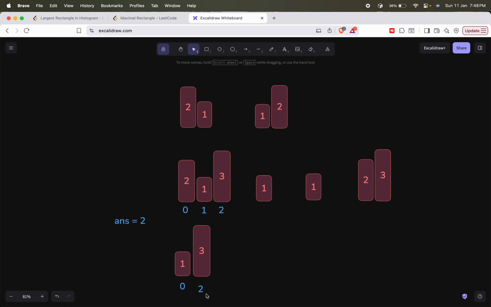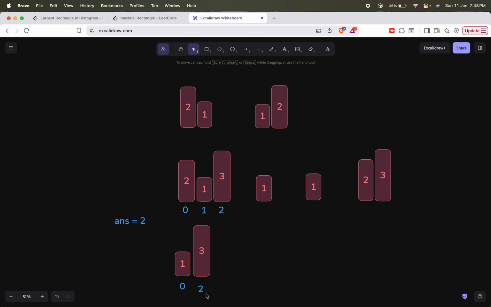Okay, if the stack contains an element which has height greater than the current element, that means those elements need to be removed, and I have to process those areas. So as long as the stack contains bars whose height is higher than the current bar, I have to basically pop those elements and calculate the area for those bars.